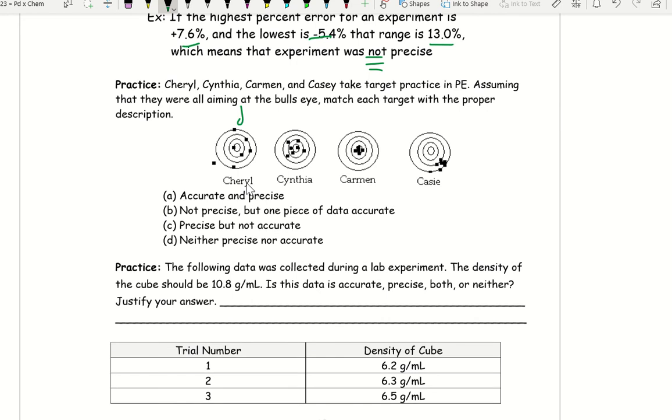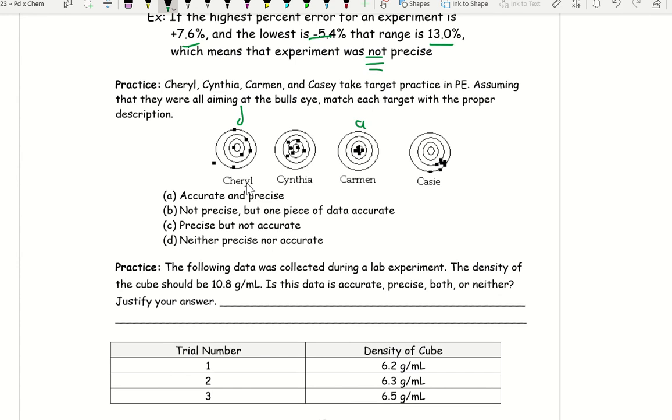How about Cynthia? I like her accuracy. I've got to be careful here. They're a little bit specific here. I like accurate and precise. This is the best one. This is the accurate and precise.